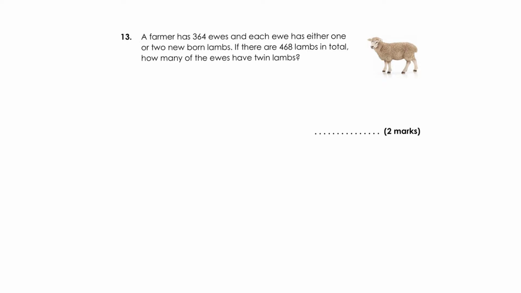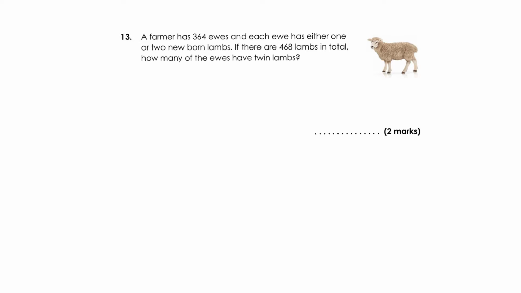A farmer has 364 ewes, and each ewe has either one or two newborn lambs. If there are 468 lambs in total, how many ewes have twin lambs? Okay, so at first, some of us felt this was quite a simple question, and we did something like 468 take away 364 divided by 2, which played into a misconception there. So what should we have done then?